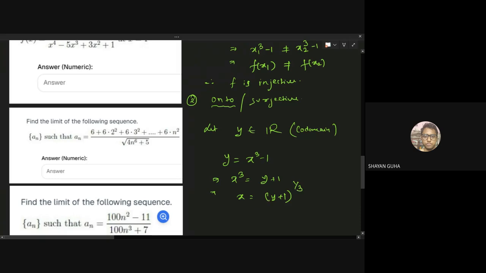Now just simply tell me, what are the values of y for which this particular equation holds? Or in simple sense, what are the values of y for which the value of x is undefined? Is there any particular value of y for which we can't find a value of x?